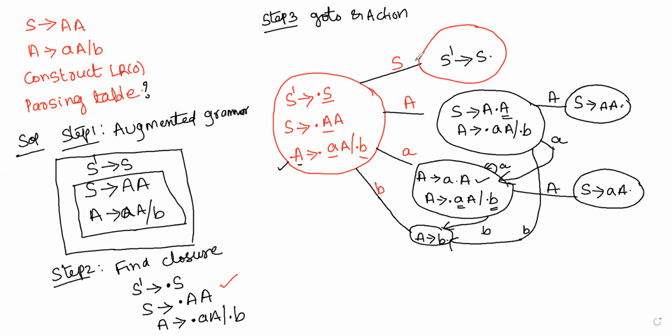So this is called the goto function of all the productions.